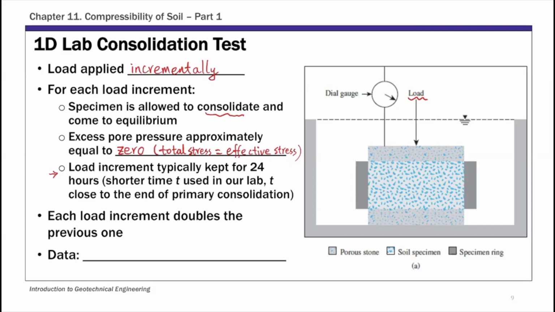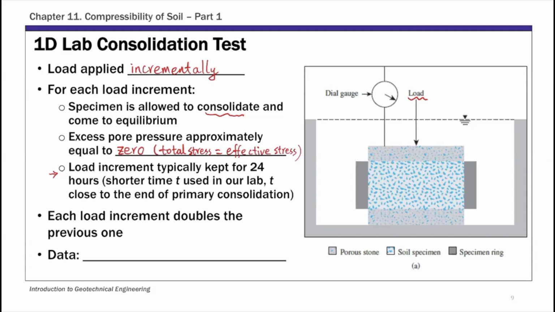In our lab, you'll see the holding time is shorter than this. We're not aiming for 100% primary consolidation, but we're getting close to that just to approximate it. This will speed up our test. And then the next load increment typically doubles the previous one.